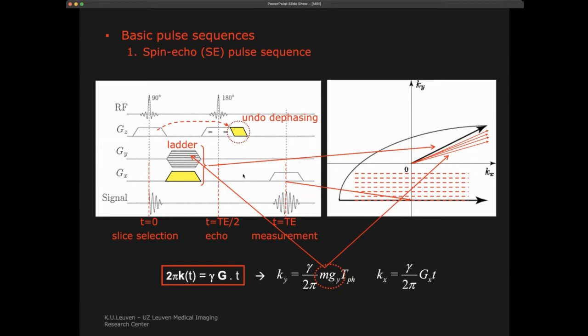And so this whole combination of gradients and flippings and things like that, that's what we call a pulse sequence. This is an example of what they call the spin echo sequence, but it's not important. We're not going to go into detail. You don't need to know all these pulse sequences. If you're interested, you can obviously read that in the book.